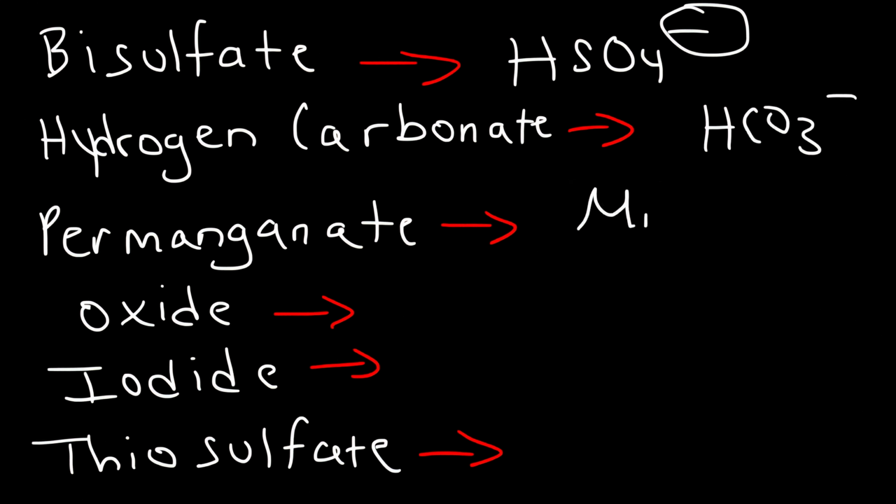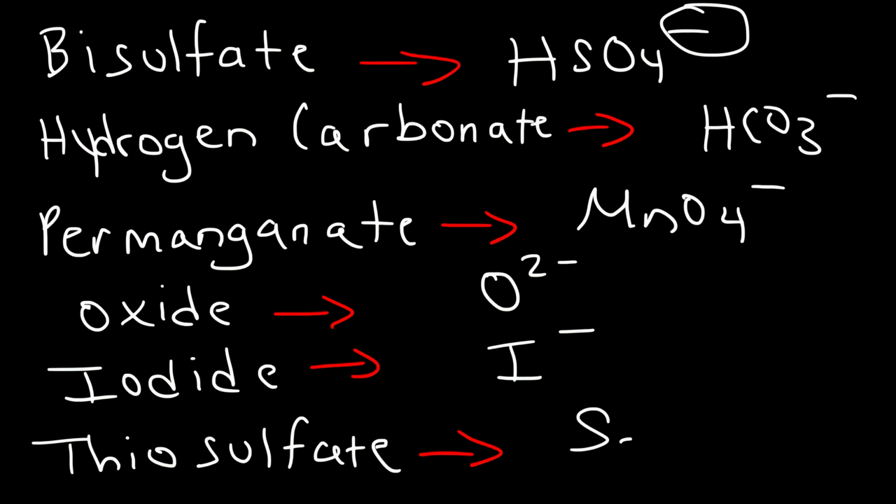Permanganate is MnO4 minus. Oxide is an oxygen with a minus 2 charge. Iodide is I minus 1. Thiosulfate is S2O3 2 minus.